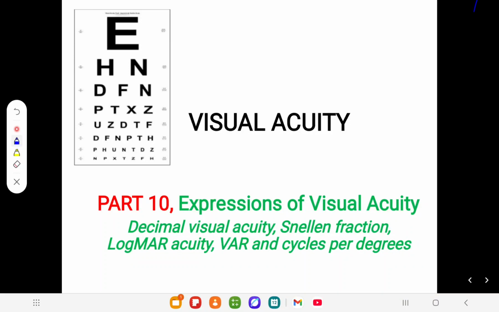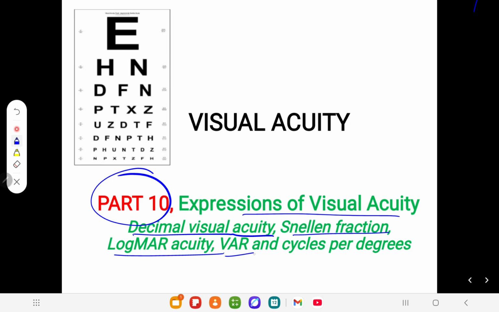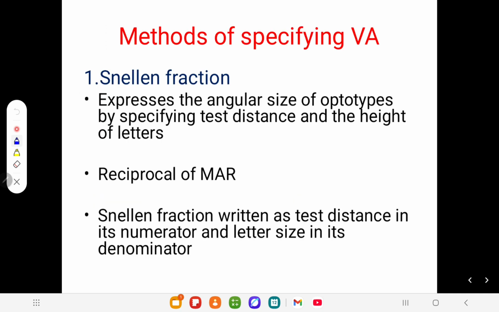Okay, we are moving slowly. Now it's part 10, and today we are going to discuss visual acuity expressions. Expressions means, or basically, we can take units, but not units, but definitely notations. So: decimal visual acuity, Snellen's fraction, obviously logMAR, VAR, cycles per degree, and a lot more. Okay, so let's discuss them one by one.